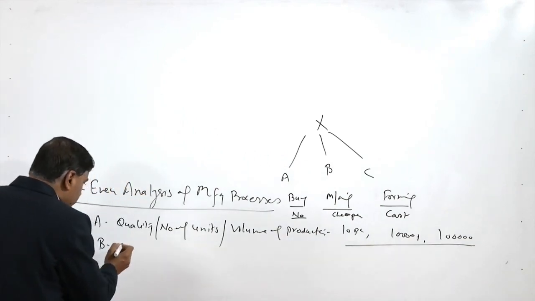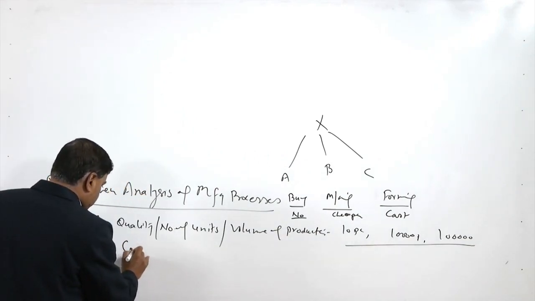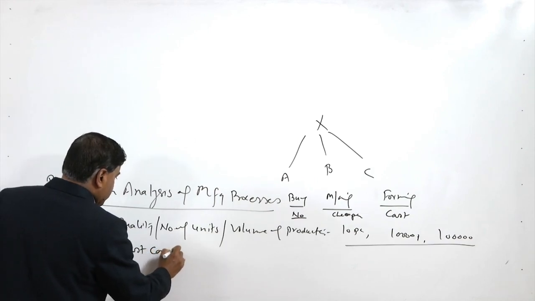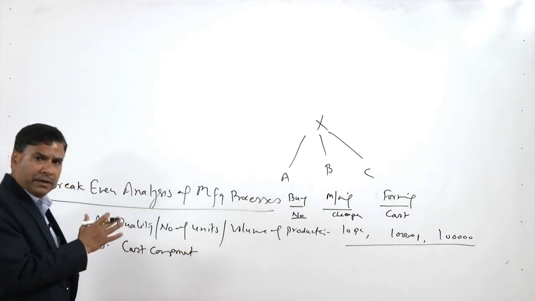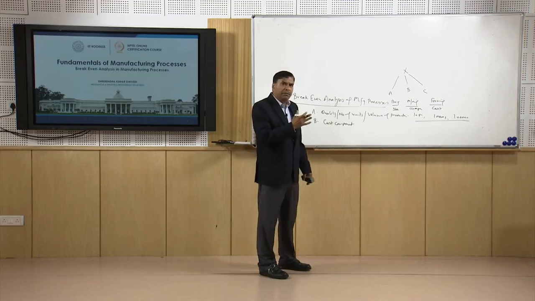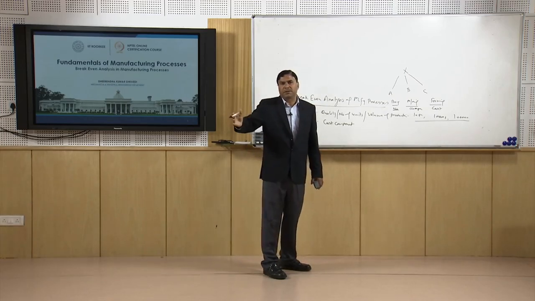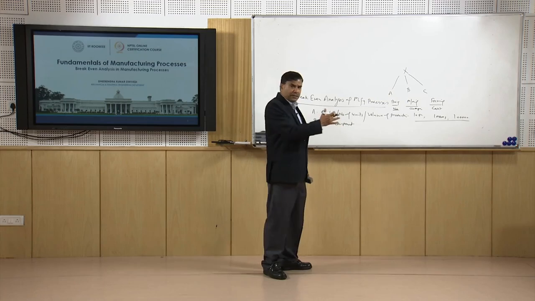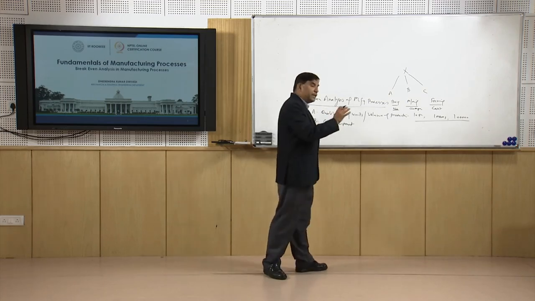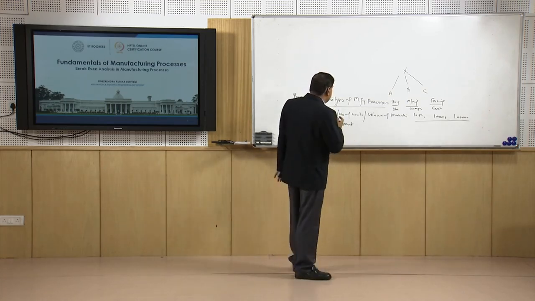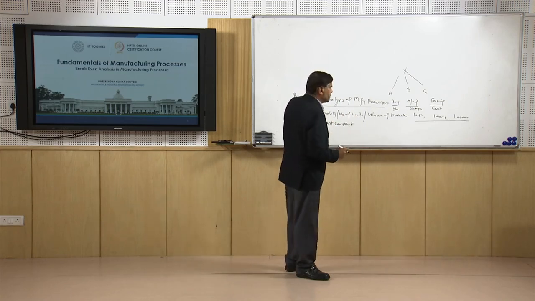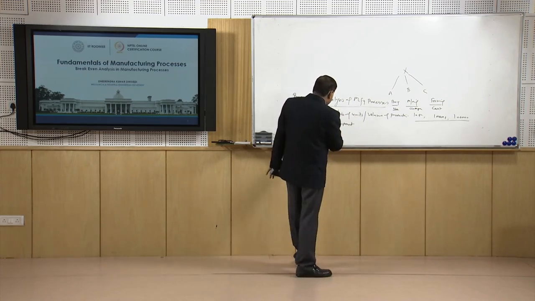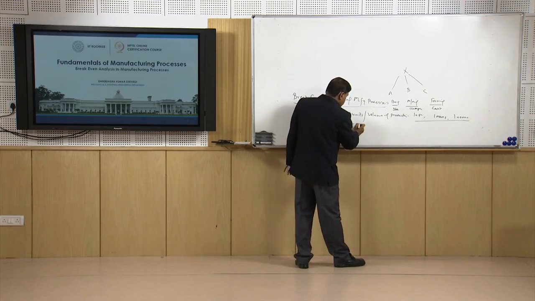So, what we need are the cost components related with the manufacturing process. If the product can be made using one process, or if it needs a number of processes, then the fixed cost and variable cost related with each process also we need, to make the choice out of the number of combinations. So, the cost component involves two aspects.